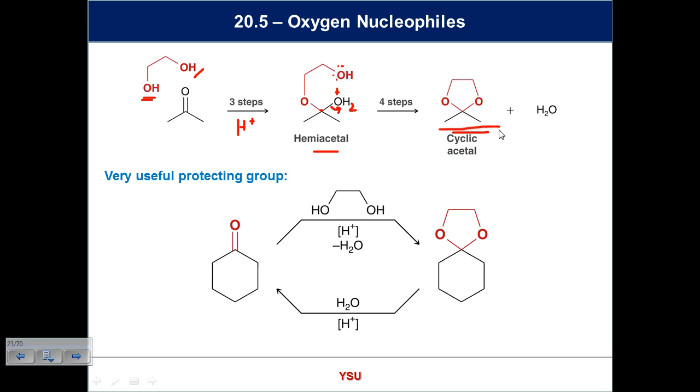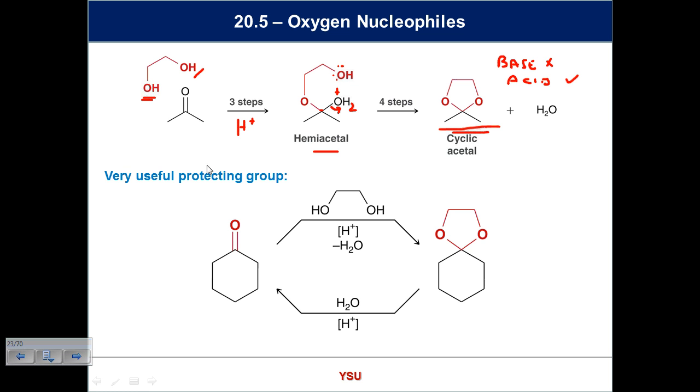And this is the chance I'll take to actually say that these things are base stable. These products do not react with bases, okay? But they do react with acid. So if you add acid to this stuff, it will go back. If you add acid and water, it will go back to the carbonyl starter material. If you add a base, or more usefully, a nucleophile, these things are rocks. They will not break down.